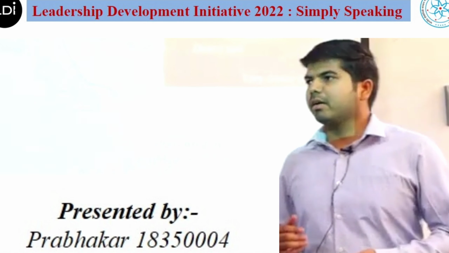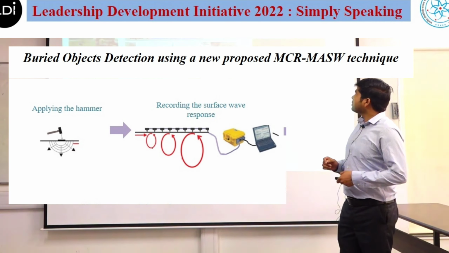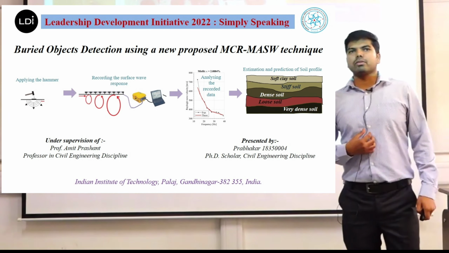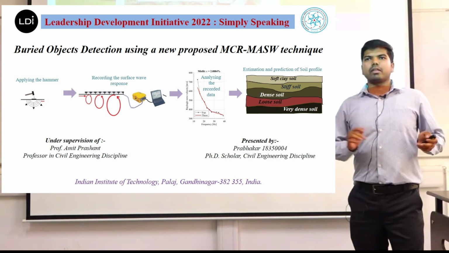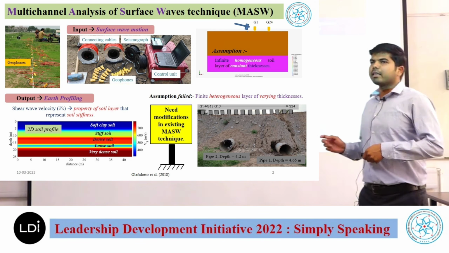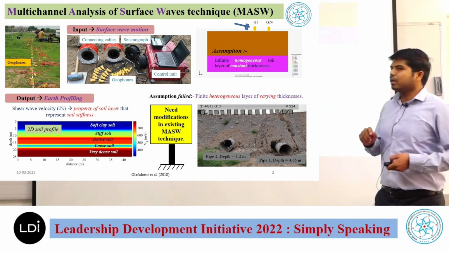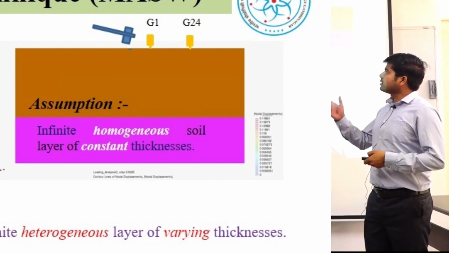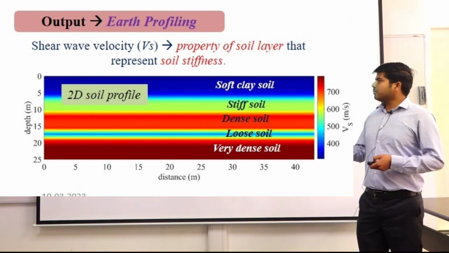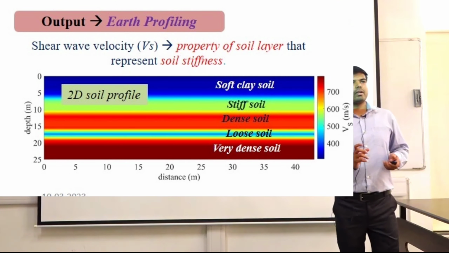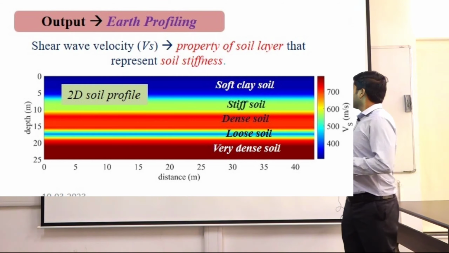Today I will discuss buried object detection in multi-configuration roll-along MSW tests. It is a non-destructive technique which requires geophones installed on the ground surface, and after applying an impulse, it records the ground motion using these geophones. The input of this technique is the generation of surface waves, and the final outcome is a 2D velocity profile where we can know which kind of soil strata is located at what depth.